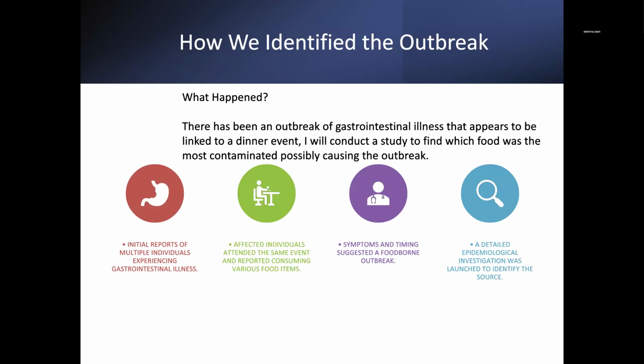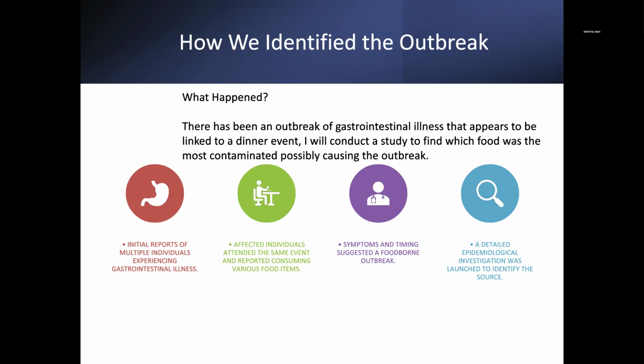How do we identify the outbreak? What happened? There has been an outbreak of gastrointestinal illness that appears to be linked to a dinner event. I will construct a study to find which food was the most contaminated, possibly causing the outbreak.